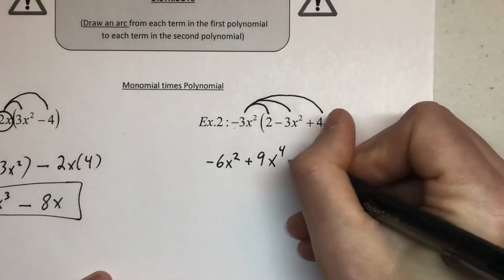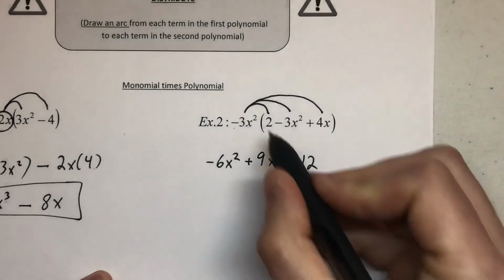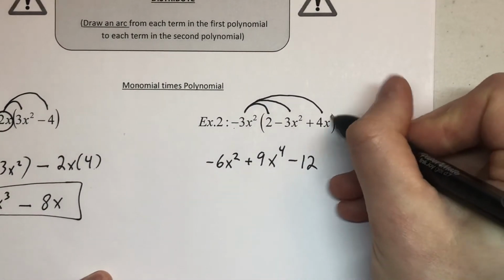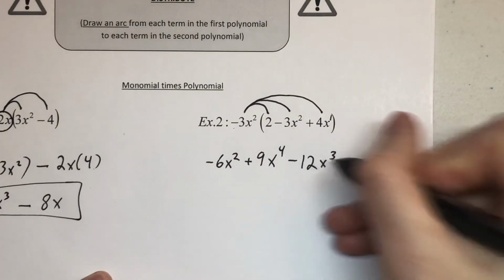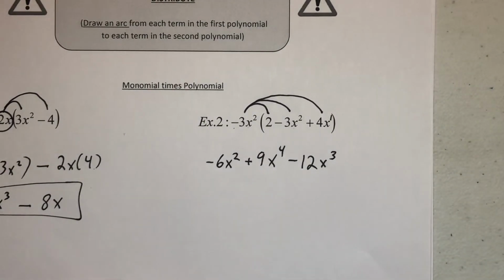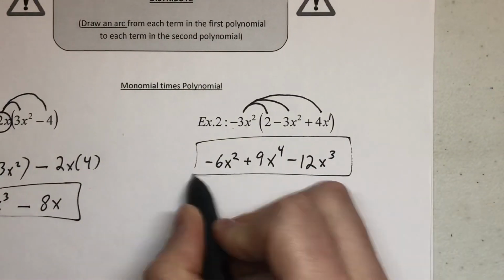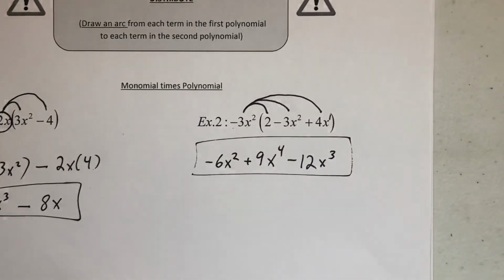Same with the third arc. Negative 3 times a positive 4 is a negative 12, but then x squared times x, so x to the first, x squared times x to the first is x to the third, right? 2 plus 1 is 3. And arguably, that is it. That is done. You've distributed, cleared parentheses.